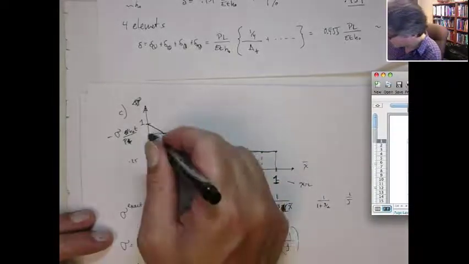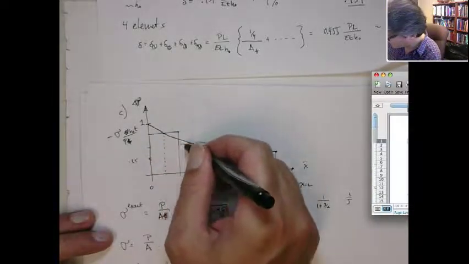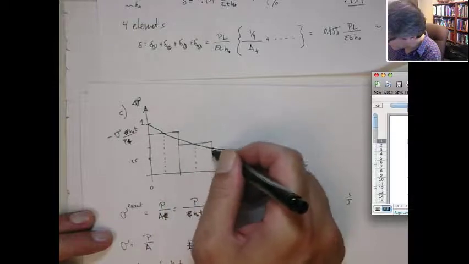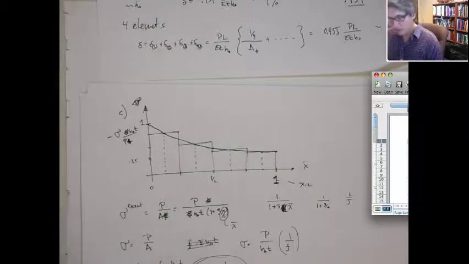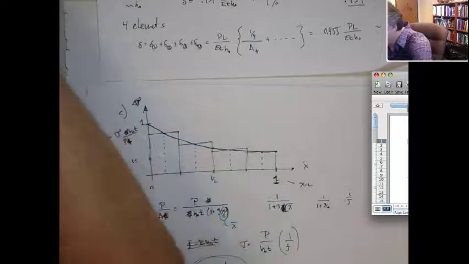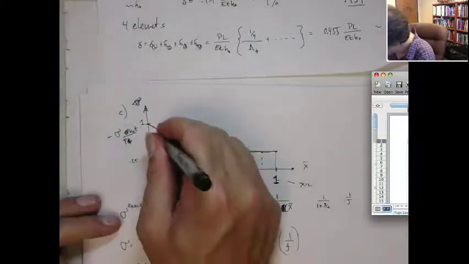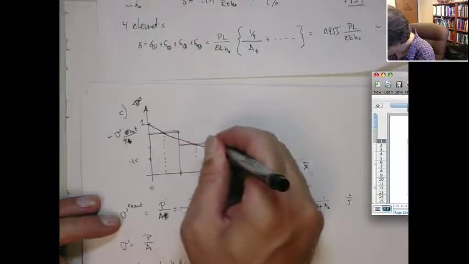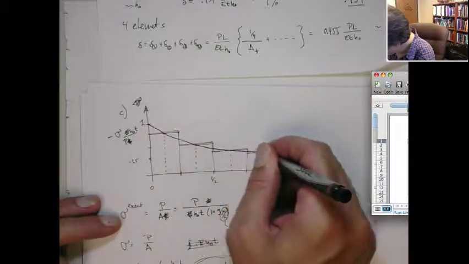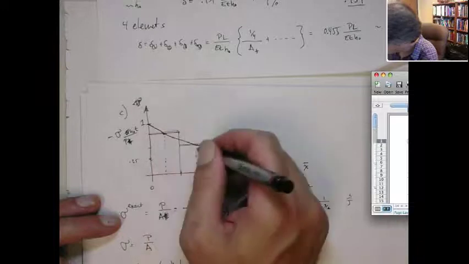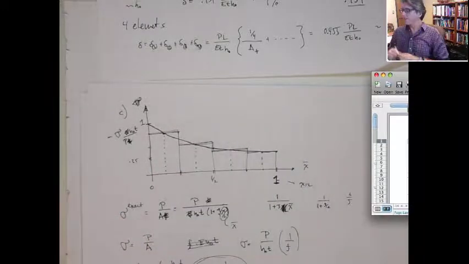Okay, so as we talked about in the first or second class, the stress is discontinuous over the element edges. So the actual stress in the 4-element model looks like the following. Steps down, steps down, steps down, okay? So it actually, at the center point, it will match, okay?